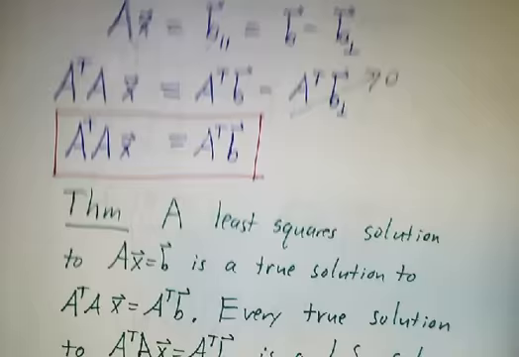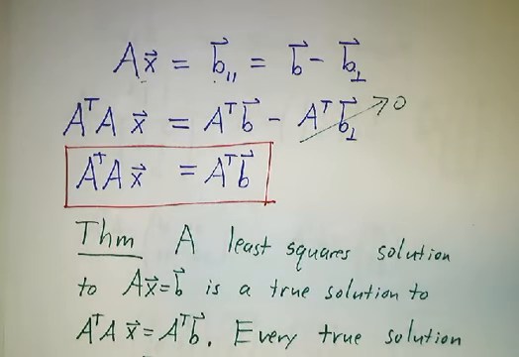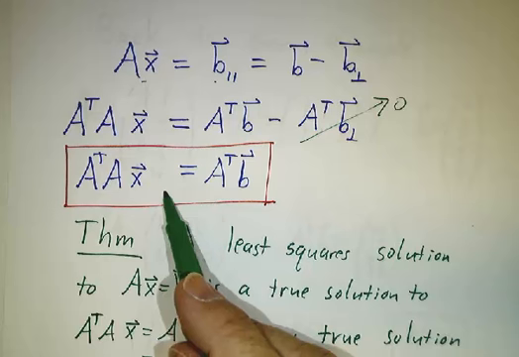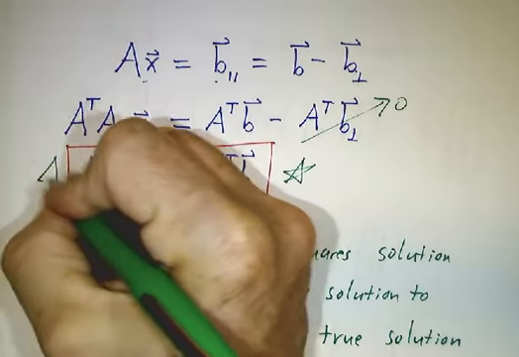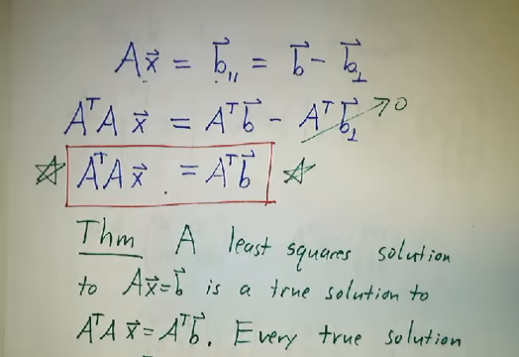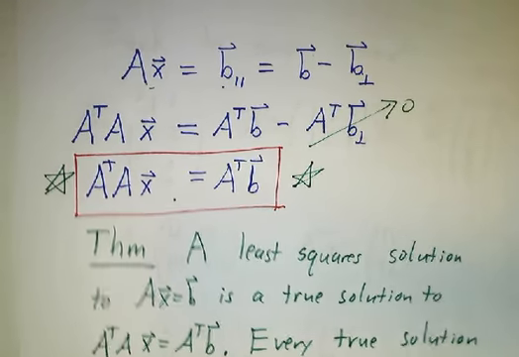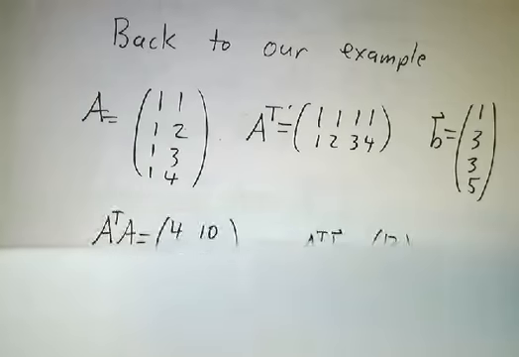So now that we've got the theory, this is the equation you always want to solve. We can put a box around it, we can put a star next to it, put another star next to it. That's the equation you always want to solve. And we can go back to our example.